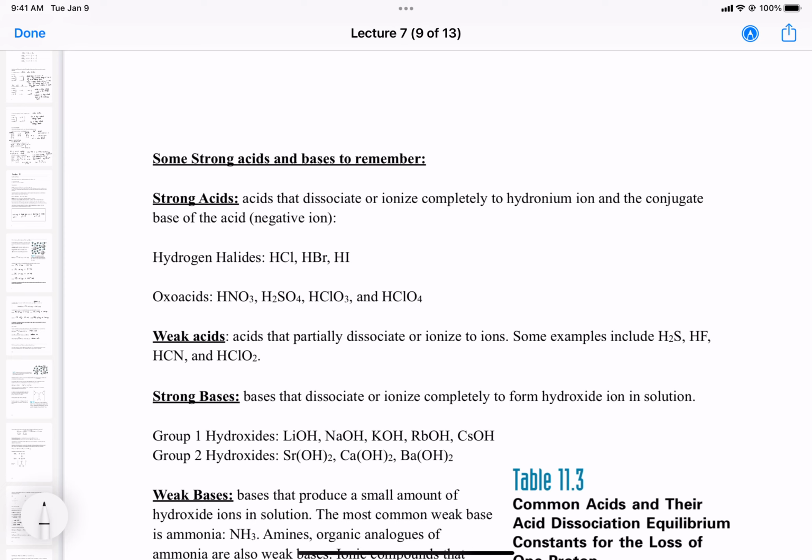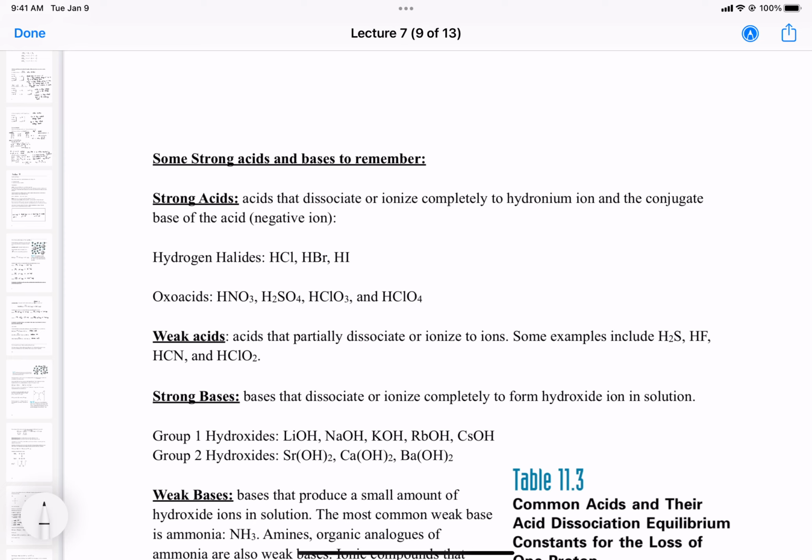So, strong acids. Acids that dissociate or ionize completely to the ions, so none of the acid molecules are present when it dissolves in water. Okay, so these are the 7 strongest acids that are commonly introduced in Gen Chem. So the hydrogen halides, HCl, HBr, HI. HF is an exception. It's a weak acid. And that has to do with the fact that fluorine is a very, very reactive ion. So it doesn't like to leave and form ions in solution because it's just so reactive.